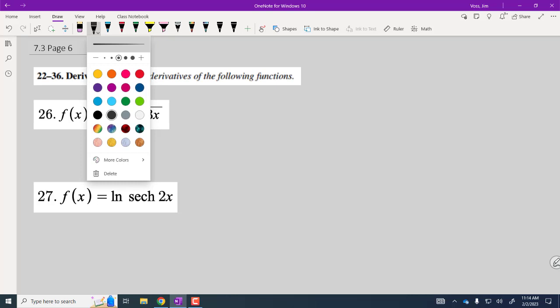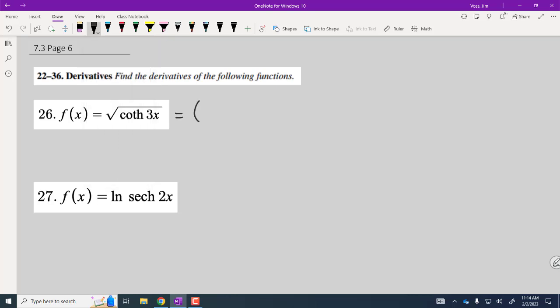Chain rule. Let's rewrite this with a 1/2 power. Usually it's a little easier to do the power rule if you write it with a fractional exponent. So same thing that we normally would do. To find the derivative, we're going to bring down the power, subtract 1 from the exponent, and then take the derivative of the inside. So this is going to be 1/2. The base of this expression stays the same. Then we subtract 1. And now we have to multiply by the derivative of cotanh.